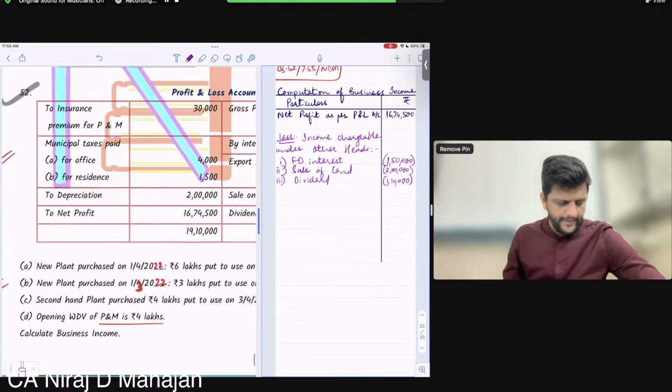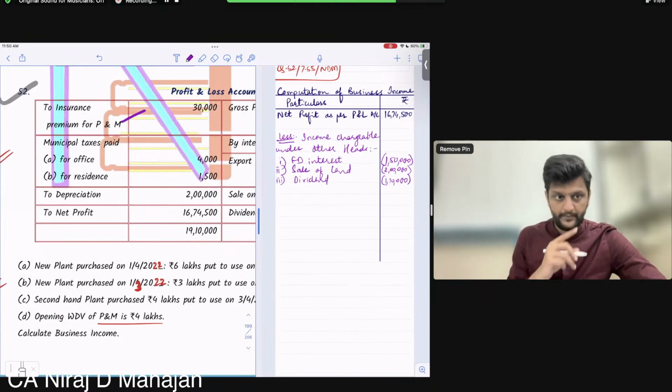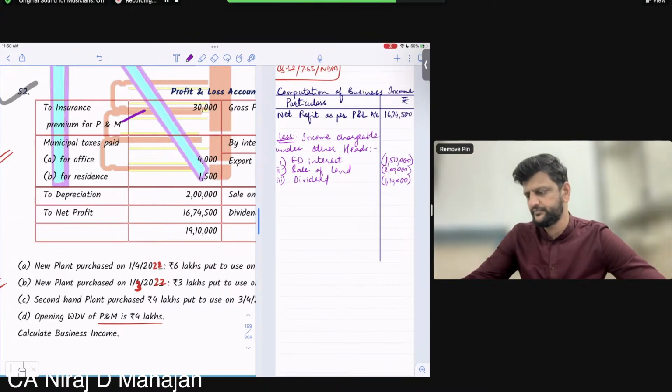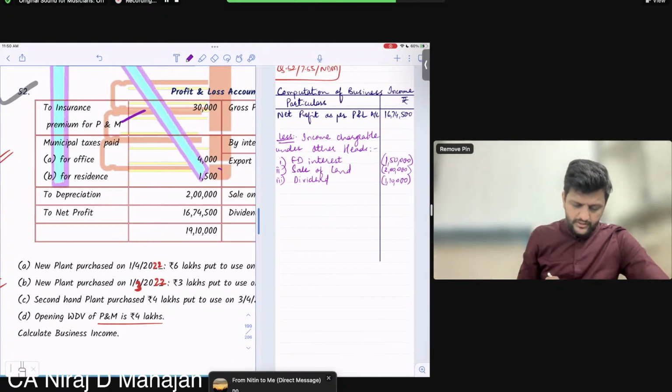Come to the debit side. Insurance premium for plant and machinery is allowed, also debited. So no adjustment required here. Then municipal taxes paid for office and for residence. Any adjustment required here, बच्चों? All of you? Yes, Garrett, Mansi. Khushbu, Nathan, what do you think? We don't allow personal expenditure. That will be a very basic thing. We don't allow personal expenditure to be debited to P&L.